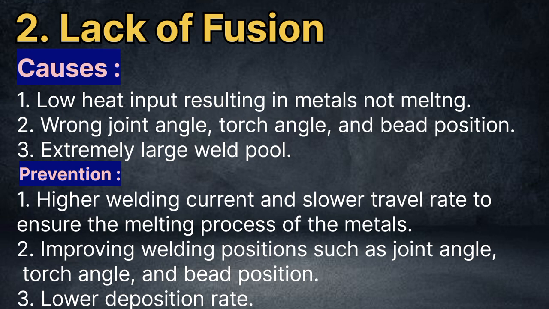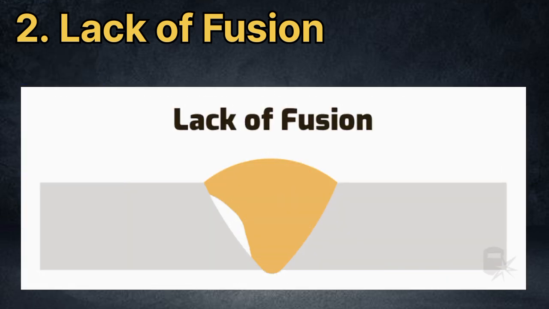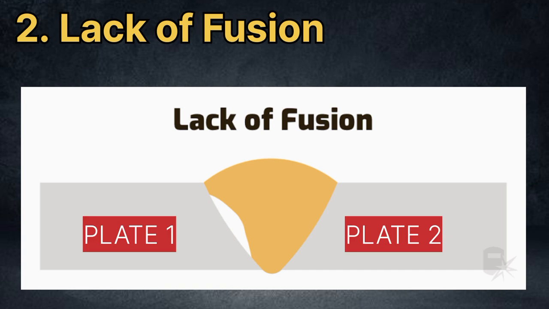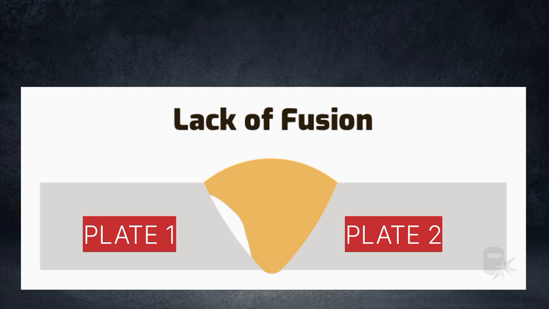The preventions for LF are, first, higher welding current and slower travel rate to ensure the melting process of the metals. Second is improving welding position, such as joint angle, torch angle and bead position. The third is lower deposition rate. The lack of fusion defect looks like this. See the images.